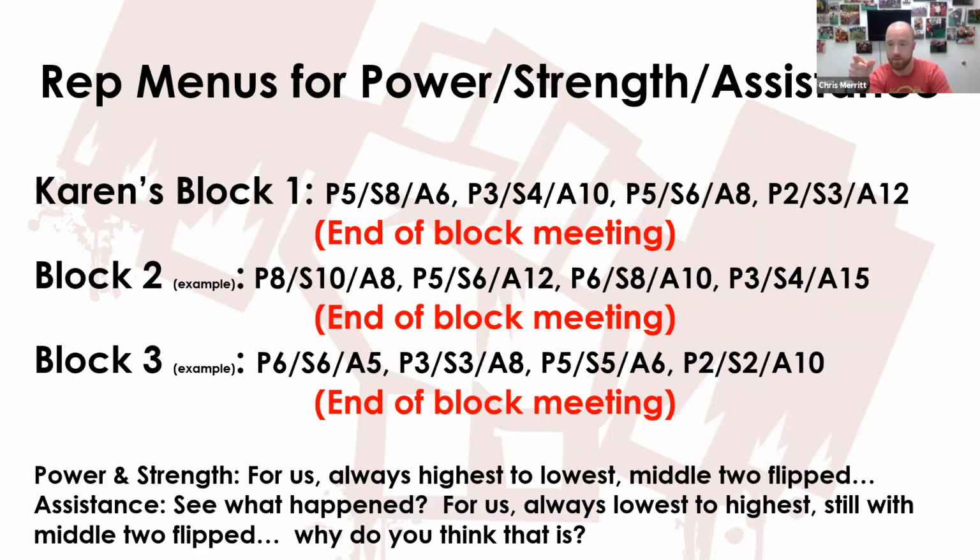So now, Byron, to bring it back to what you were asking, yes, we start lower volume. I don't know why I'm throwing up air quotes, because we literally start lower volume, and we work our way to the highest volume with our assistance, middle two flipped again. The reason being is we used to do everything highest to lowest, middle two flipped. But let's think about Karen's block 1, P5, S8. Well, let's reverse the assistance. Now we have A12. Think about a brand new client who just did their power, and we know that was paired with their core work. By the time they get to that, it's just too much.